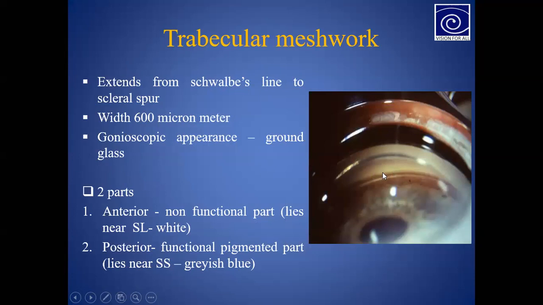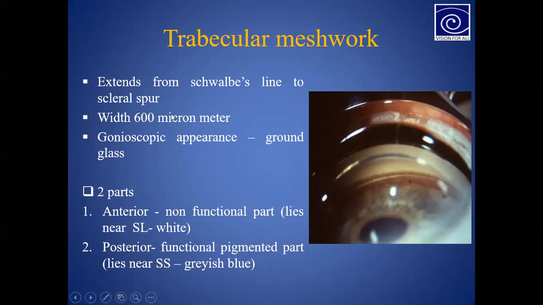So this is your anterior trabecular meshwork, and then this is the prominent pigmented line. This is known as the posterior trabecular meshwork, and this whitish band is your, what is this? This whitish band, Schwalbe's line. And then this pigmented part is your ciliary body band.